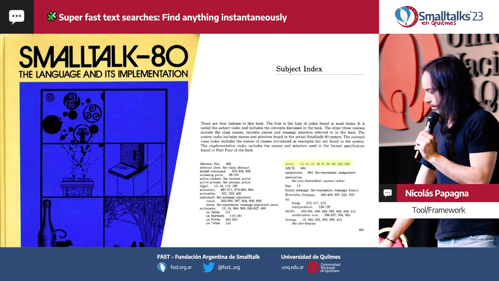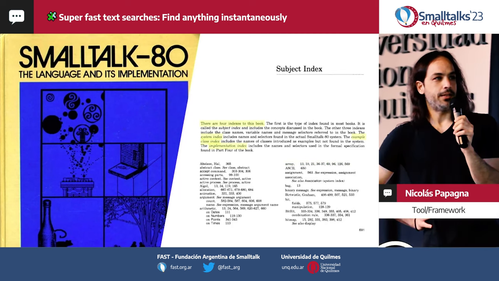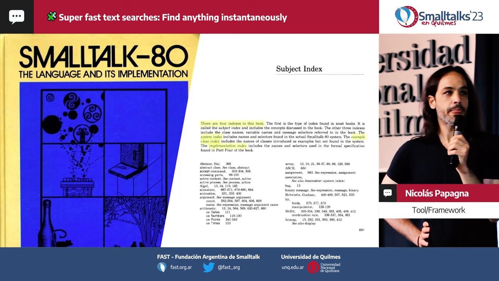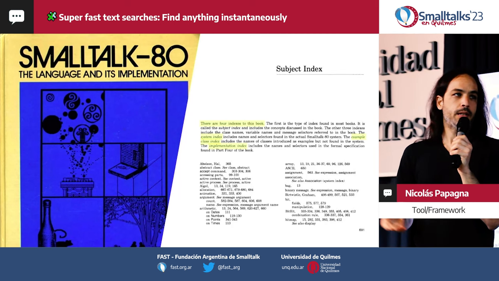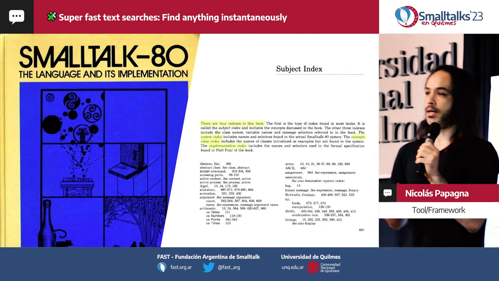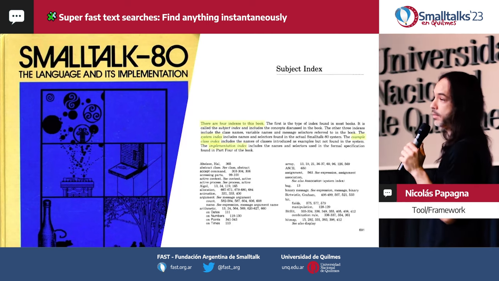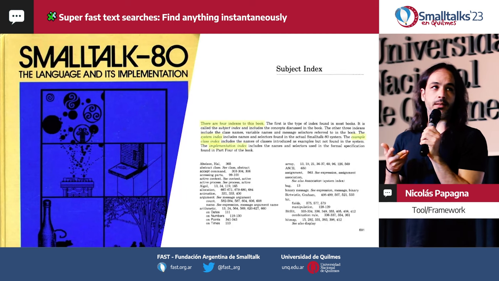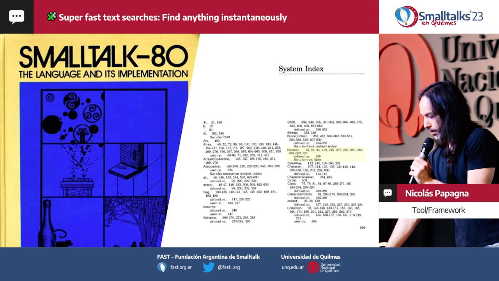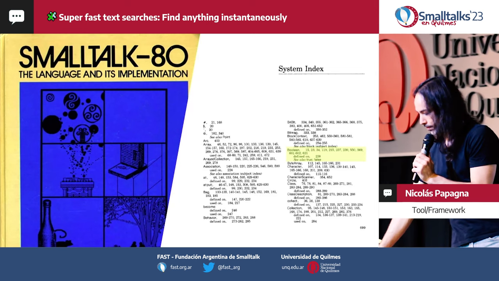But this funny paragraph up here says that they took care of giving us three extra indexes, right? The first one is the system index, which lets you find pages where the system classes are mentioned. There are the example index and the implementation index as well. So again, three extra indices that are built for a specific purpose here. The system index, to show an example, lets you find all the pages where Boolean is used or mentioned, right?